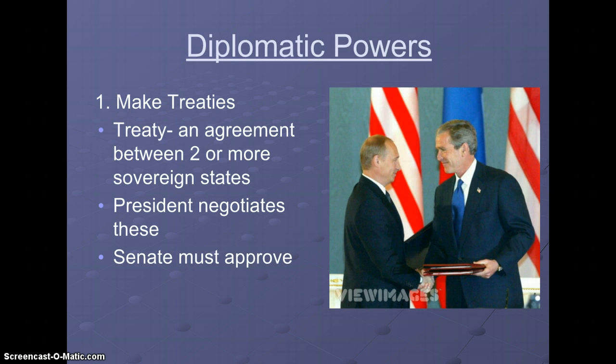President's diplomatic powers, you can see the first one is to make treaties. You can see what a treaty is. The president can negotiate these. Much more likely you're going to see somebody like the Secretary of State negotiating these. But with a treaty, it must be approved by the Senate.